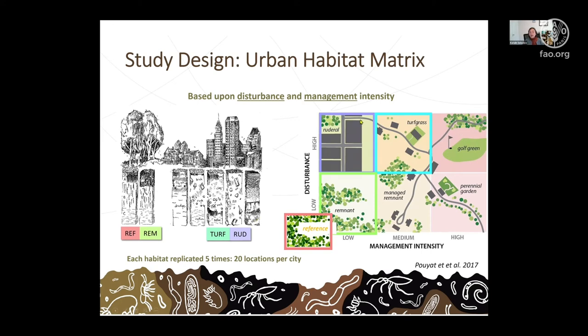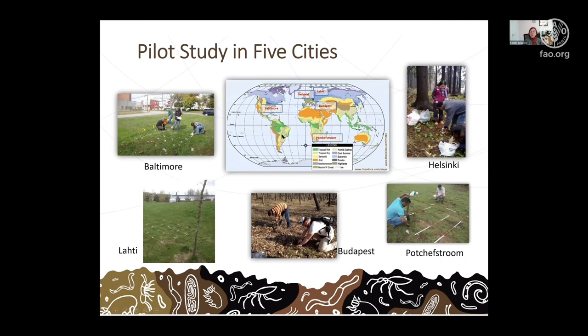So out of this matrix, which is based upon degrees of disturbance and management, we have chosen three, which I'm going to call remnant, turf grass, and ruderal, and adding to this a reference, which represents the biome, the climatic region, and the natural soil in certain parts of the world. And so we have been comparing these four, what we call habitat types: reference, remnant, turf, and ruderal. Each of these habitat types was replicated five times in each city. And so we conducted our observations and experiments in five cities located on three continents.